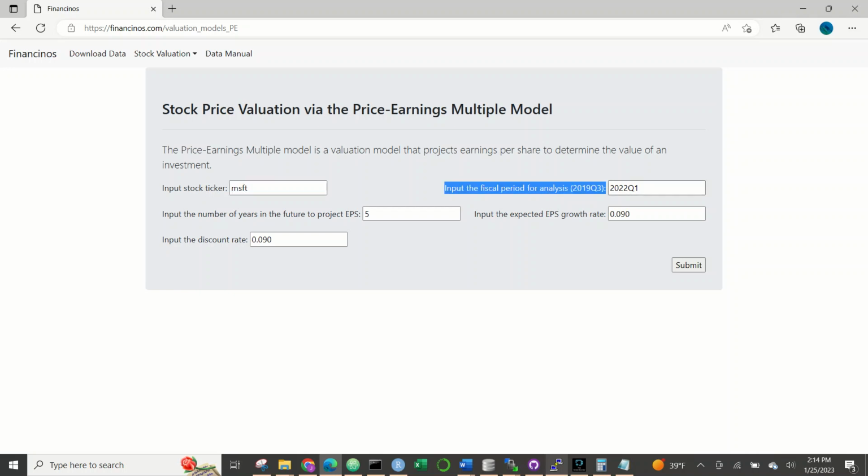We're going to input our fiscal period for analysis. We will select 2022 quarter 1 for this example. Then we input the number of years into the future to project earnings per share. So we are going to project earnings per share 5 years into the future.